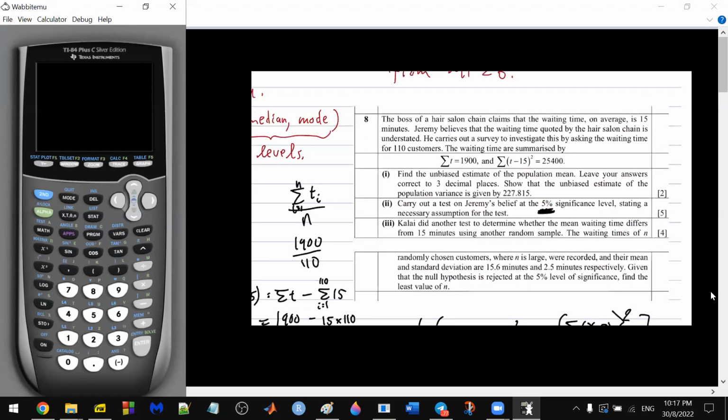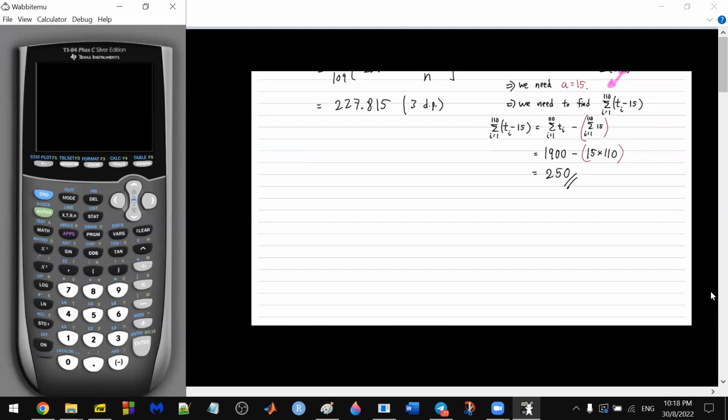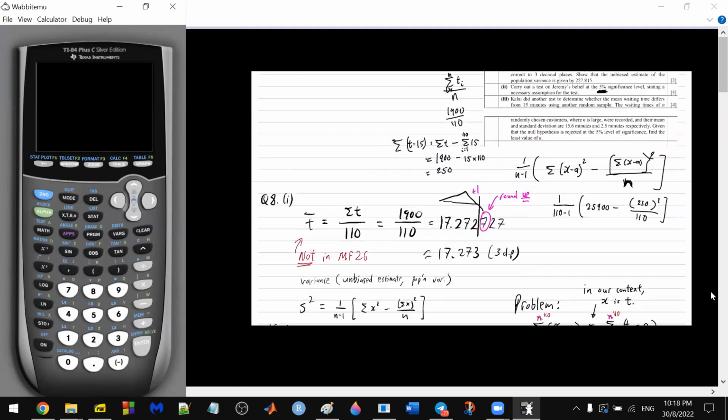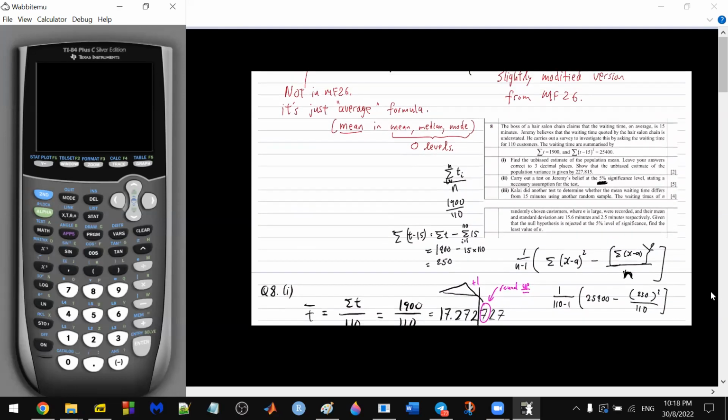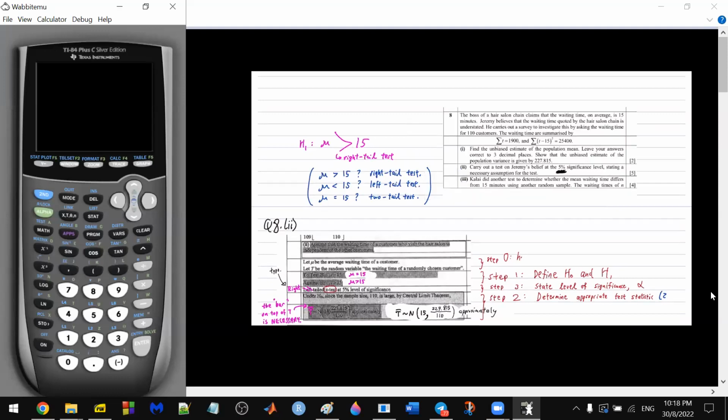Okay, so let's see. How do you do it? Now, remember the context of the question. Remember the purpose of Jeremy. What is he trying to do? The boss is saying our waiting time is very little. But Jeremy is saying no, the waiting time is definitely more. So that means the alternate hypothesis should be more than what is claimed by the boss. Does it make sense? You are thinking from the point of view of Jeremy.